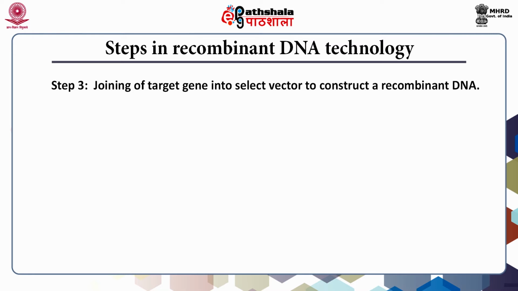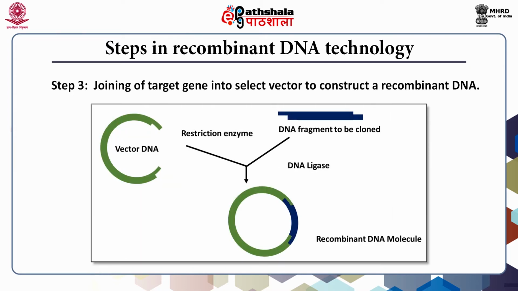Step 3 is the joining of target gene into the selected vector to construct a recombinant DNA. The target DNA or DNA insert is ligated to vector DNA to form a recombinant DNA molecule by DNA ligase. The recombinant DNA molecule is often called cloning vector insert DNA construct. Figure shows the use of DNA ligase to form recombinant DNA molecule.